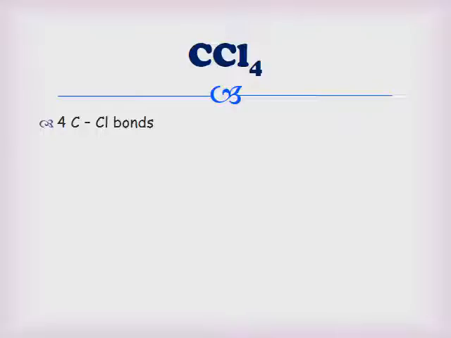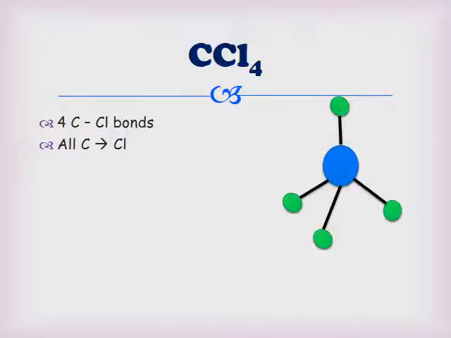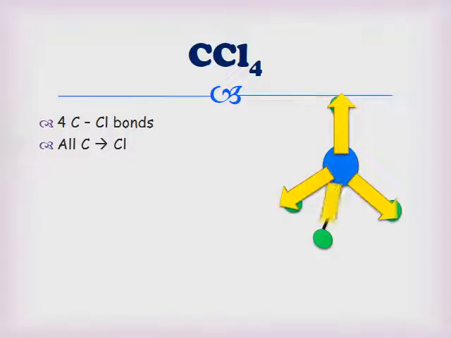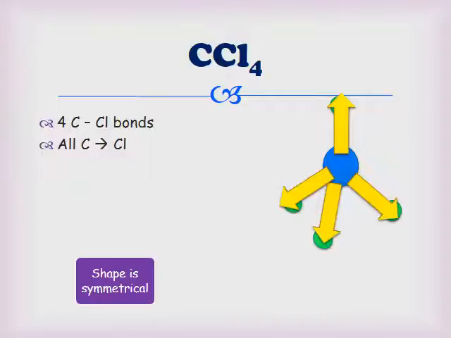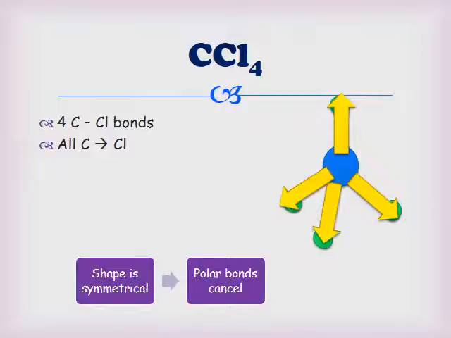You've got four carbon-chlorine bonds, so you're going to have four carbon-chlorine dipoles. Because chlorine is more electronegative than carbon, the electrons are going to move towards the chlorine in four directions. The shape is symmetrical, so that's already assigned for you. The polar bonds will therefore cancel out, so overall the molecule is going to be non-polar.